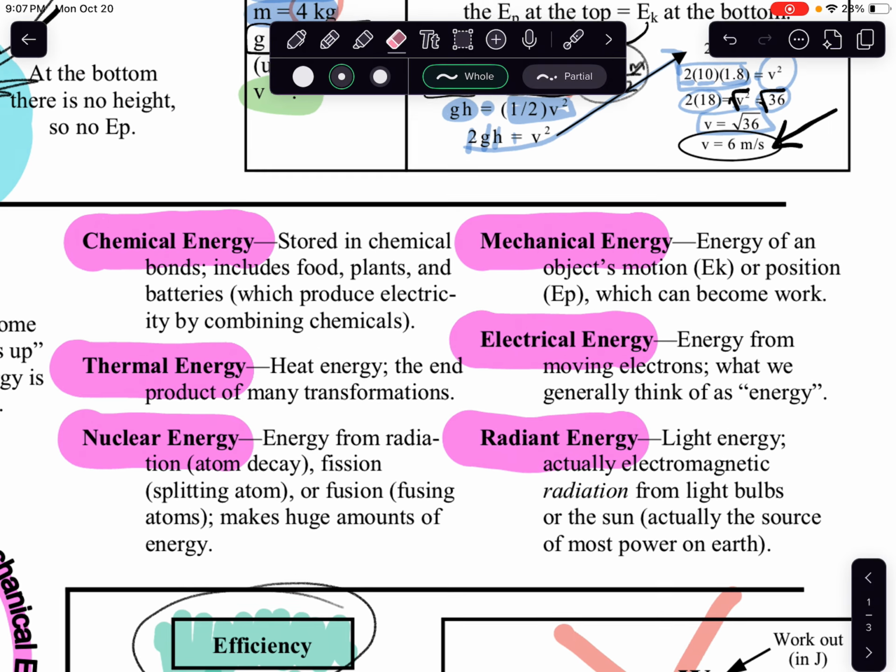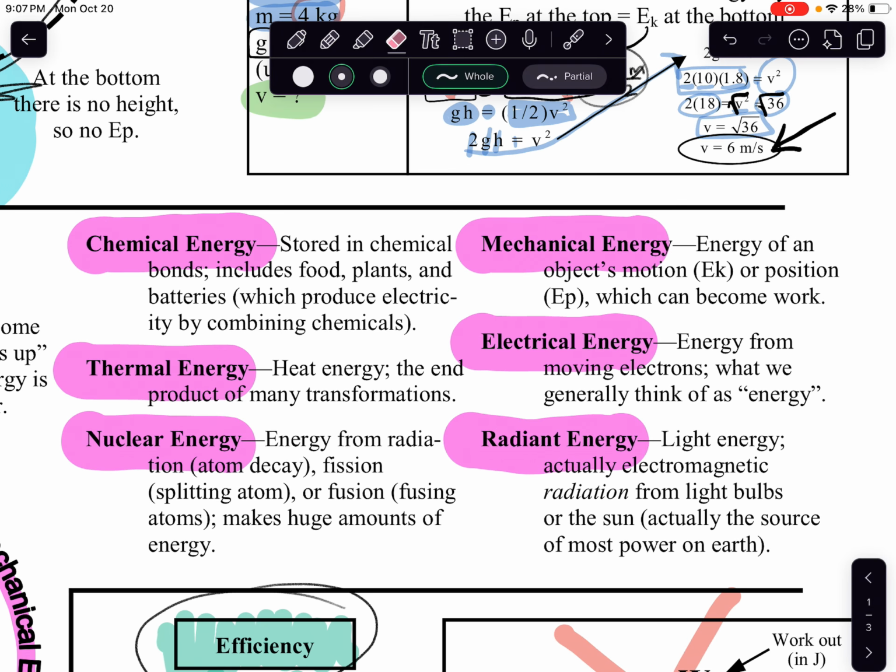So let's look at the 6 main types of energy here. We've got chemical energy. We're going to look at this much more in chemistry next week. So chemical energy is stored in chemical bonds. It includes food, plants, and batteries. We talked about batteries yesterday. Thermal energy is the energy of heat. It's also the product, oftentimes an unintended byproduct, of many transformations.